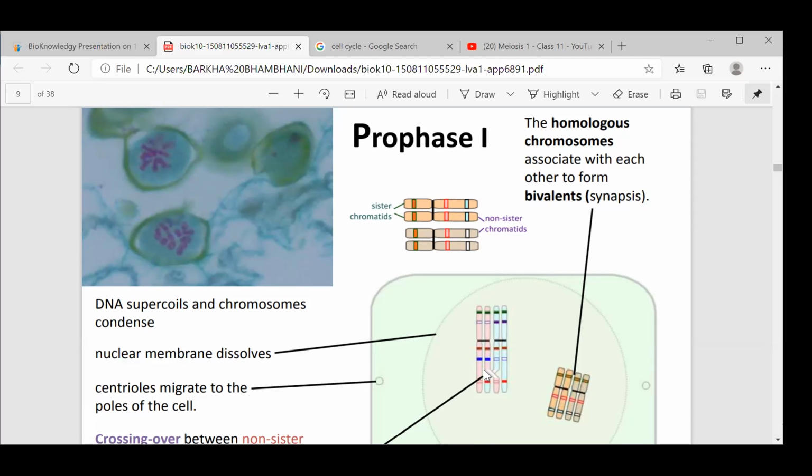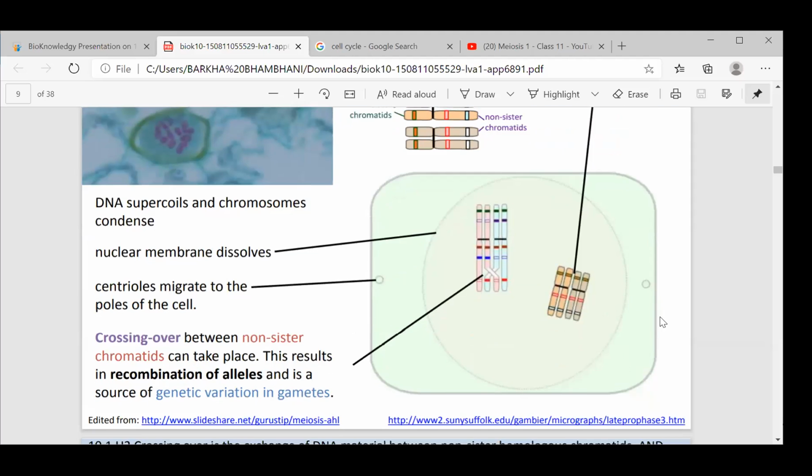Now this crossing over is shown only at one position over here, but it is not necessary that it will take place only at one position. There could be many crossing overs formed on this chromosome. Okay, so the crossing over between non-sister chromatids takes place, and this results in the recombination of alleles. So recombination of alleles means, suppose that this one has got a dominant allele and this one has got a recessive allele. So it will get exchanged between them, okay, which will cause the genetic variation.